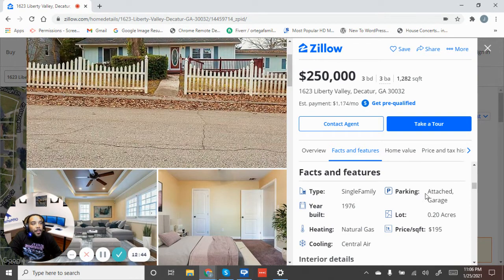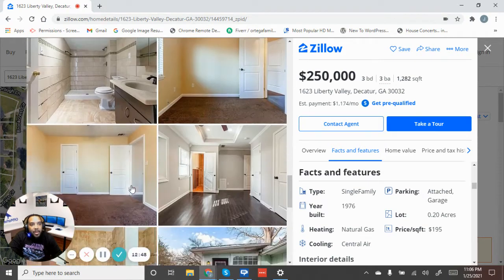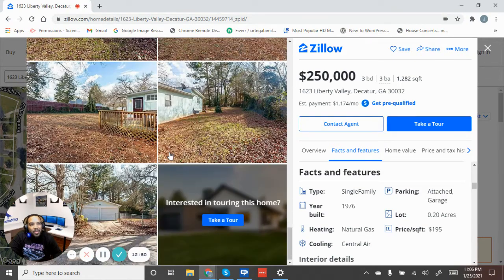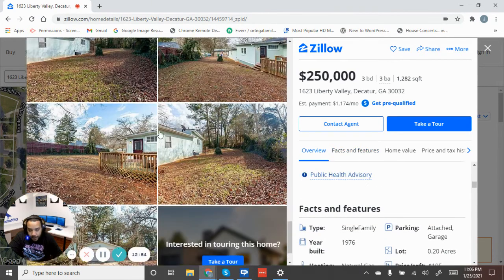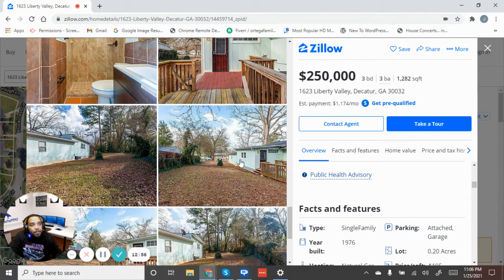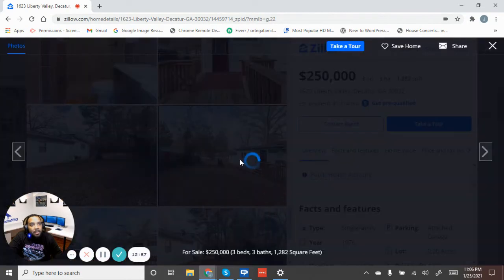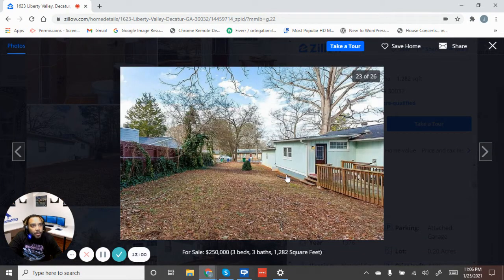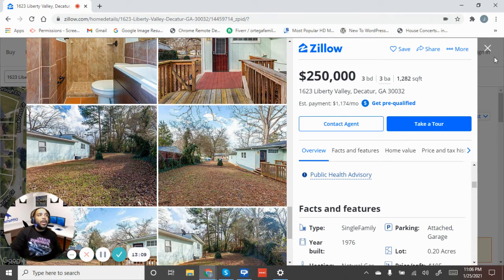Now, it apparently has an attached garage. I'm not going to 100% trust Zillow, but let's take a look. Yep, it looks like it does have a garage. And looking at the property, it's maybe a crawl space or part crawl space and part slab. And it's a 1-story, as you can see. So that's really the information you're going to note for the subject property.